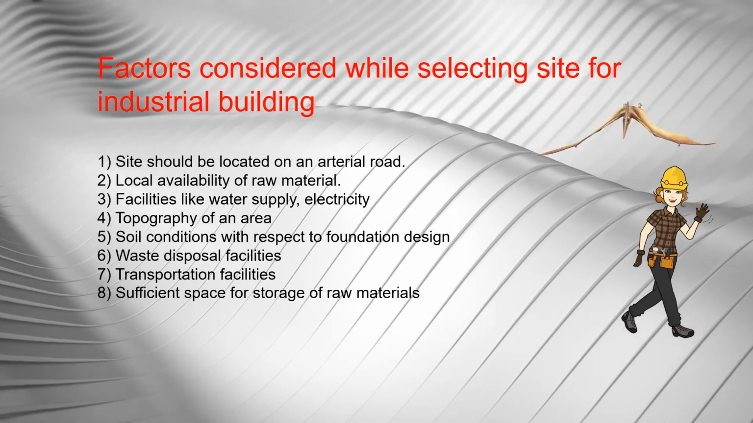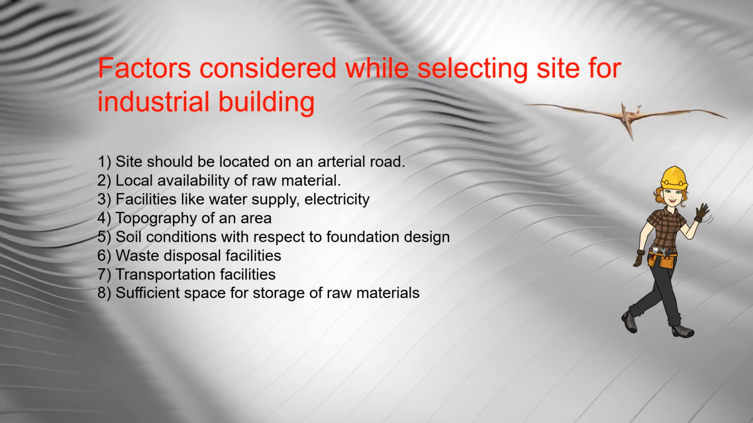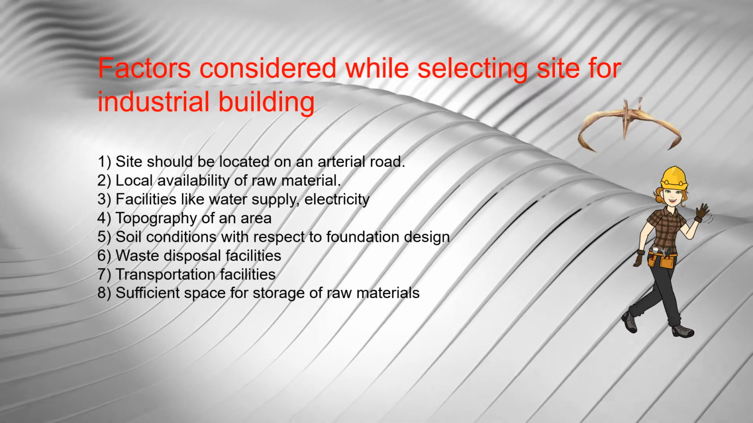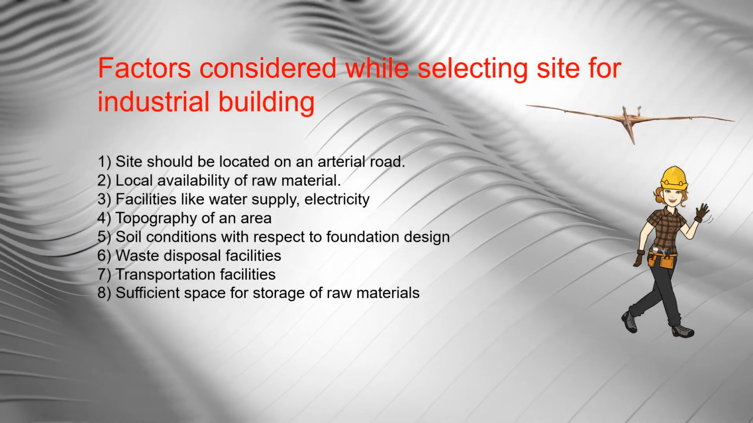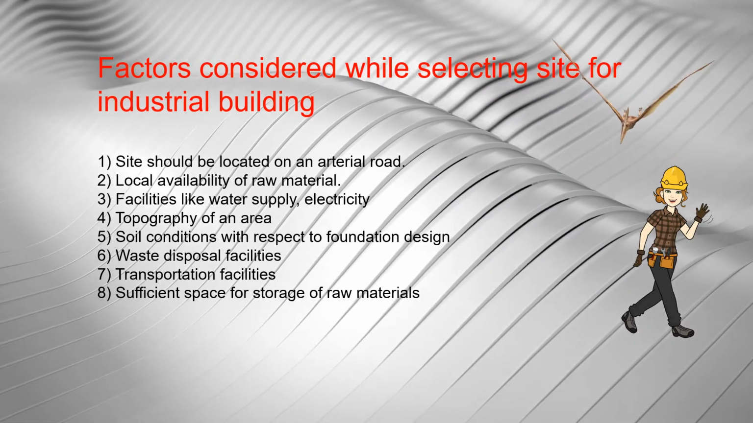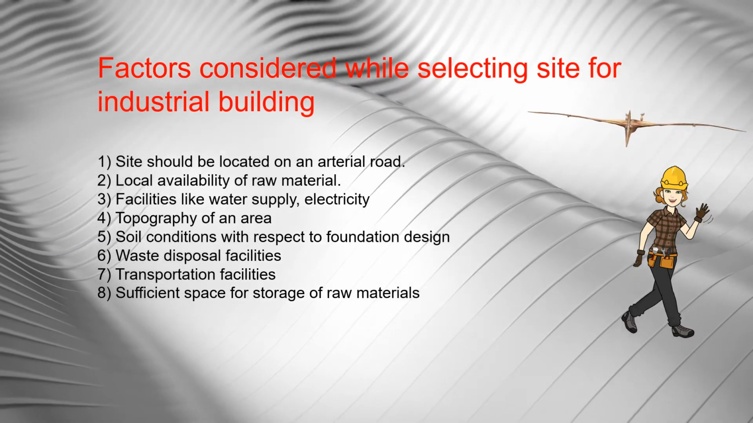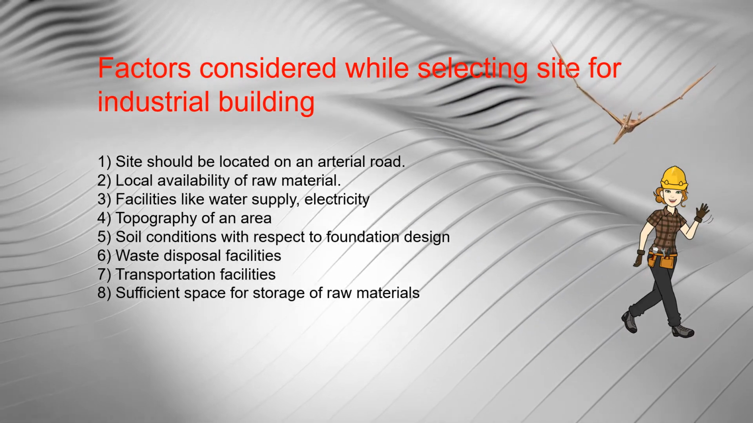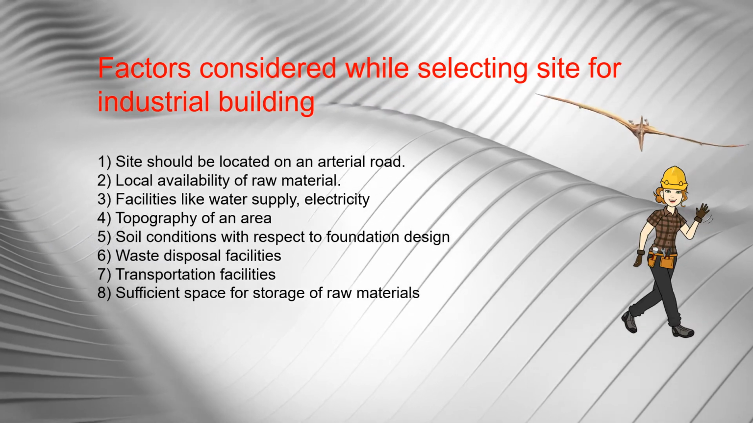Before selection of any site for industrial building, there are several factors that need to be considered. Number 1, the site should be located on an arterial road. Number 2, local availability of raw materials. Number 3, facilities like water supply and electricity. Number 4, the topography of the area. Number 5, the soil condition with respect to foundation design. Number 6, waste disposal facilities available. Number 7, transportation facilities. And number 8, sufficient space for storage of raw materials.